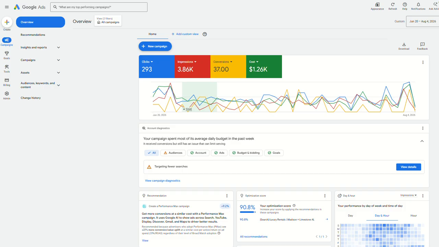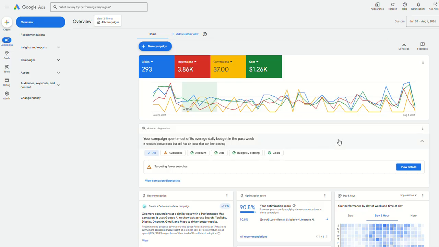Now let's go to the number that actually matters. Google Ads is reporting 37 conversions. So at this spending level, that puts the reported cost per conversion at about $34. So roughly speaking, we are acquiring a conversion for around $34. For 37 conversions, we paid 1.26K.